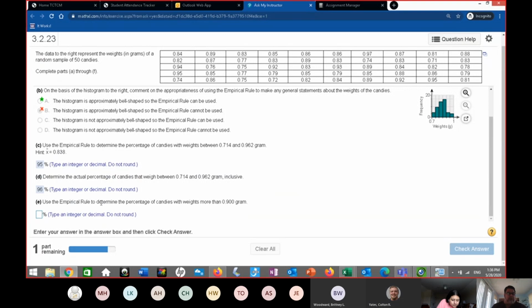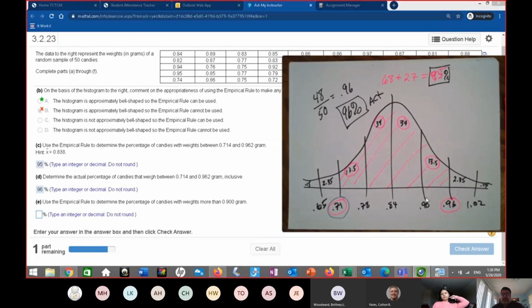Use the empirical rule to determine the percentage of candies with weights more than 9 grams. All right, now 0.9. So let's go back to our 0.9. Somebody add 13.5 and 2.35. That's 18.5%. So that's going to be 18.5.